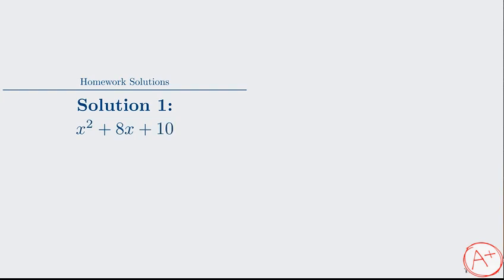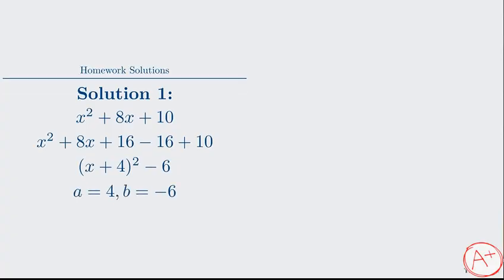Let's go through the solutions to see how you performed. For the first solution, we start with x squared plus 8x plus 10. Half of 8 is 4. 4 squared is 16. Simplifying the trinomial gives x plus 4 squared minus 6. This gives us a equals 4 and b equals negative 6.